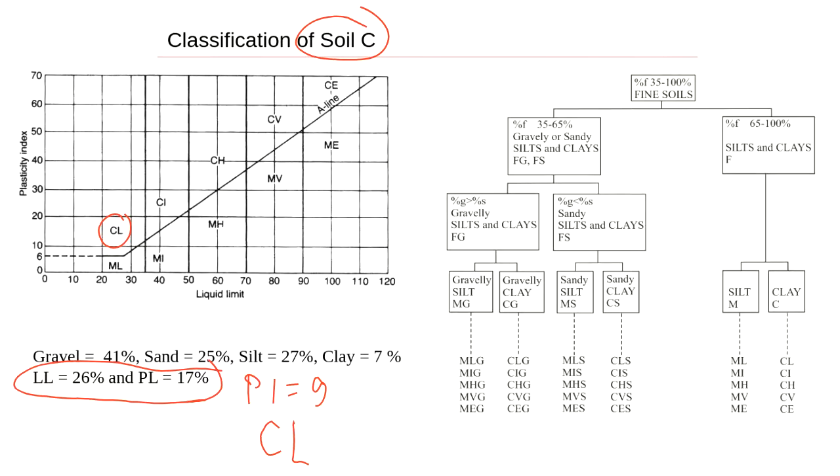So again, the first thing that you need to do is you just see how much fines you have. Fines, it's silt plus clay. It's 27 plus 7 will give you 34. So it's still, oops, it's not this soil anymore. Okay. It's still 34%. I put a different chart.